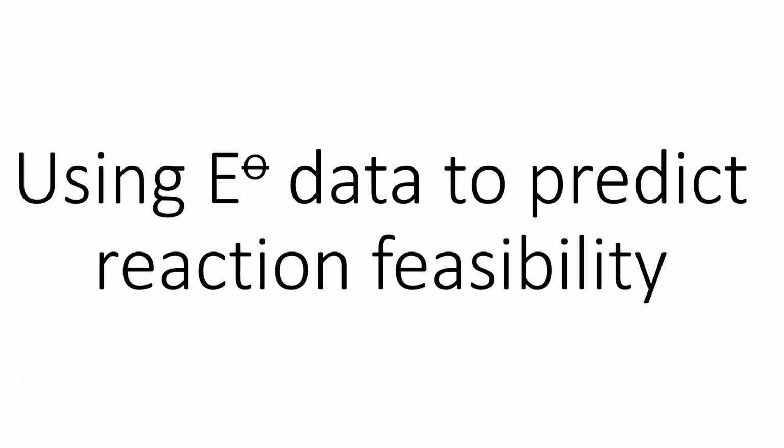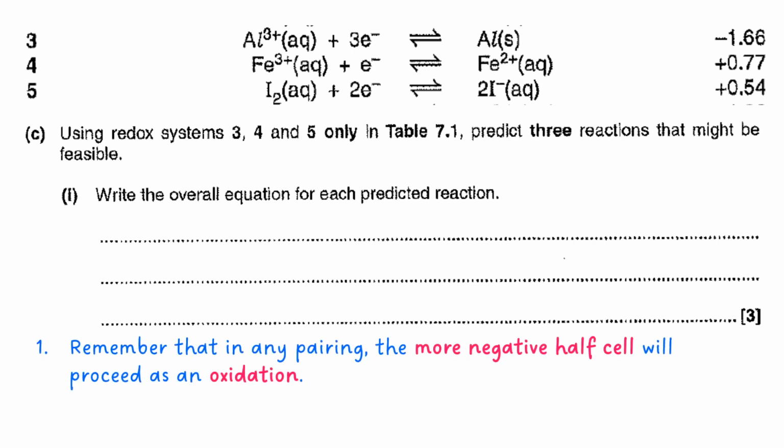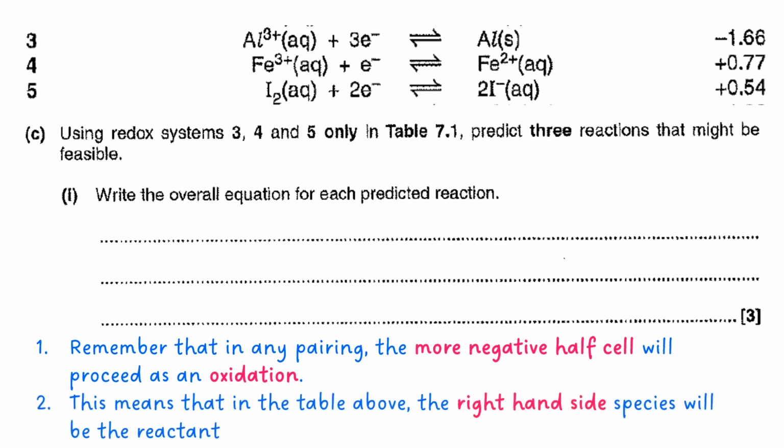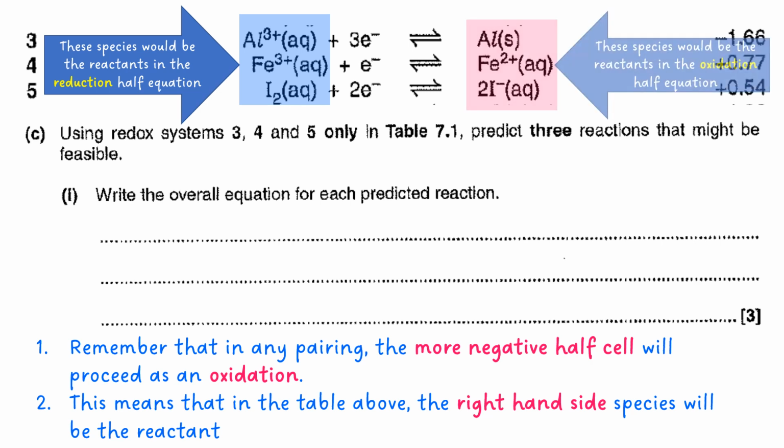So this is where it gets a bit more challenging, predicting reaction feasibility. So a couple of things you've got to bear in mind here. So you can see I've put redox systems 3, 4 and 5 at the top for us to refer to. And any pairing of two half cells, the more negative one will proceed as an oxidation. So that means that the right-hand side species will be the reactant in this case. Conversely, if you have a reduction, the left-hand side species will be the reactant.